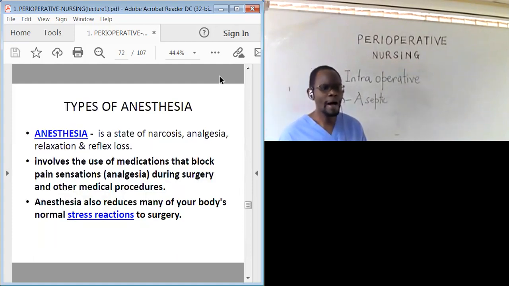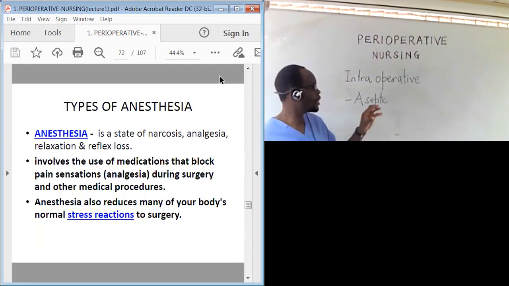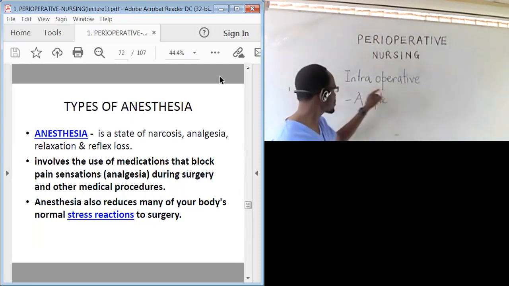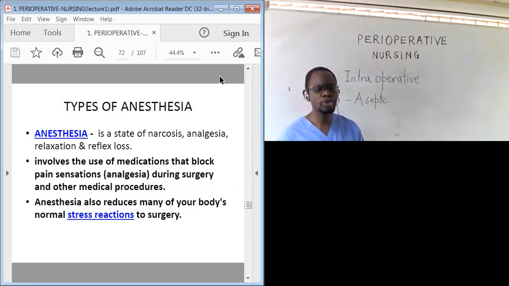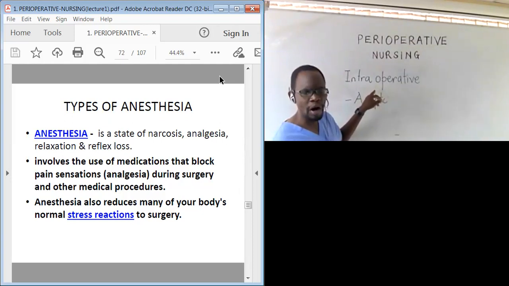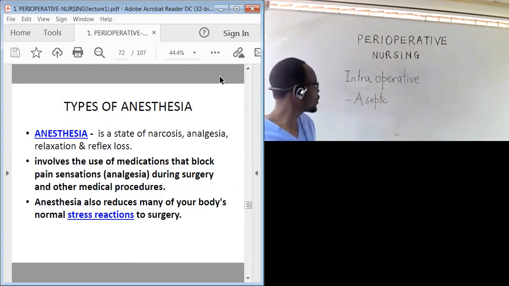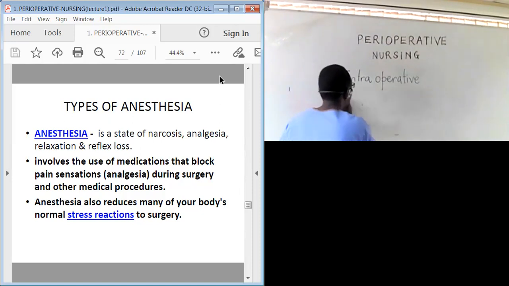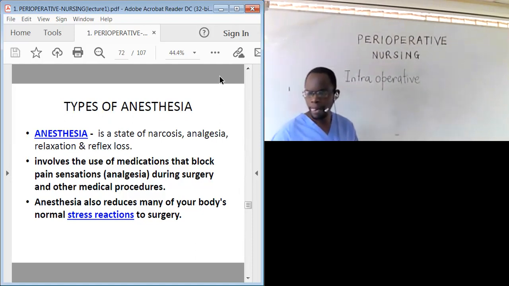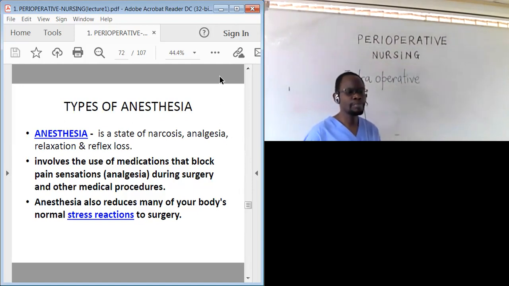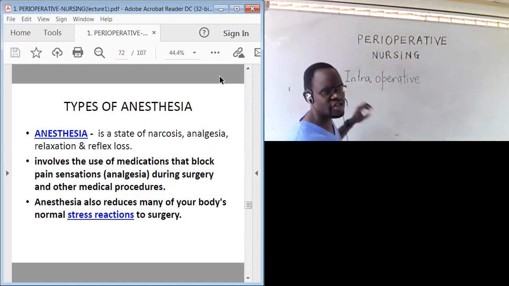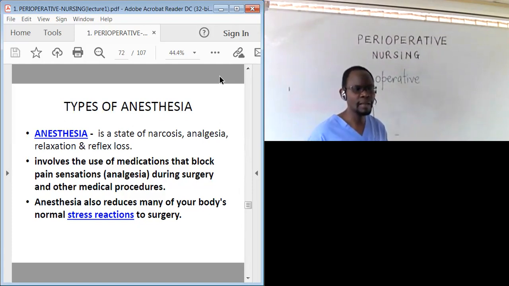So remember we are in the intraoperative phase. We have looked at the key people, the stakeholders within this space, and also we have looked at their roles, what they basically do. Now it is also very important to look at anesthesia, because within here, a patient has to undergo anesthesia. So what are the types of anesthesia?